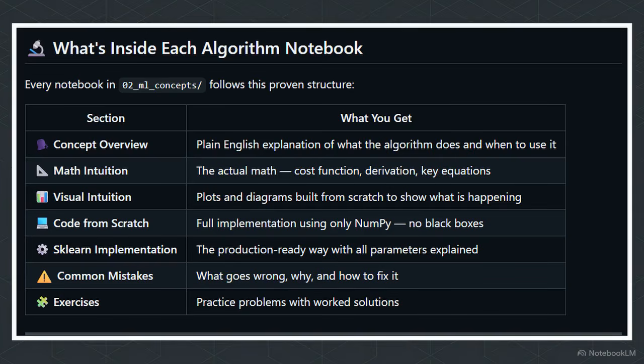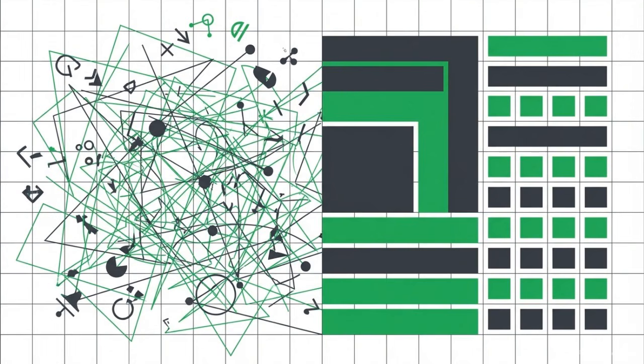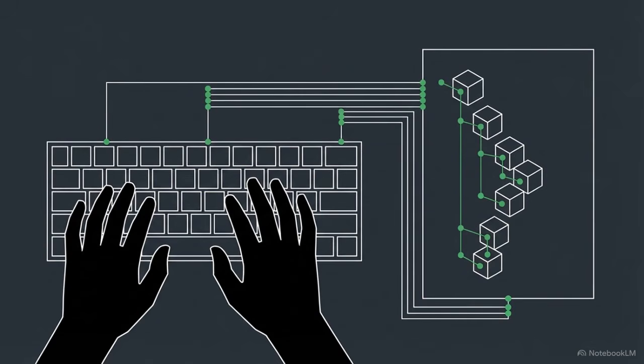Every notebook follows the exact same structure: a plain English explanation, the mathematical derivation, visual intuition plots, raw from-scratch coding, and finally, the industry-standard implementation. By forcing every algorithm through this identical, rigorous framework, the repository trains your brain. It turns abstract statistical theories into highly repeatable engineering habits.